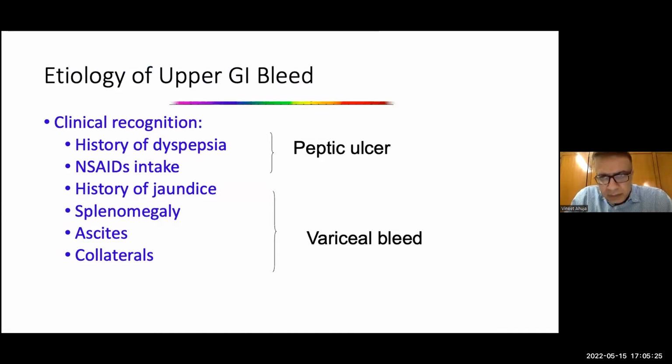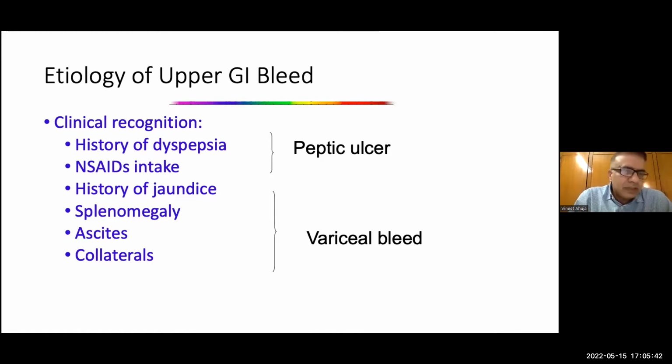The moment a patient comes to emergency, a quick reconnaissance will give us an idea of what the possible cause can be. If there's a history of dyspepsia, a history of NSAID use, and absence of splenomegaly or jaundice, you know you're possibly dealing with a peptic ulcer bleed.